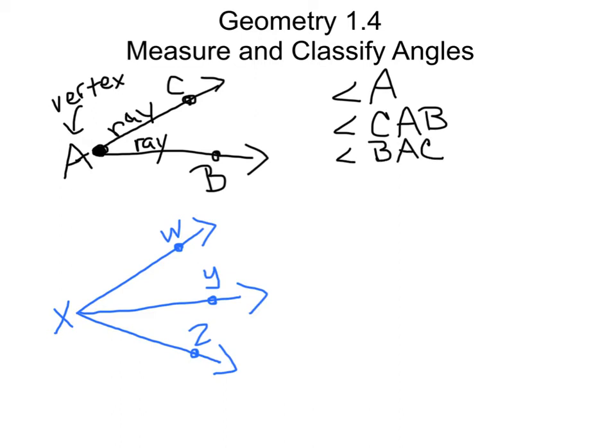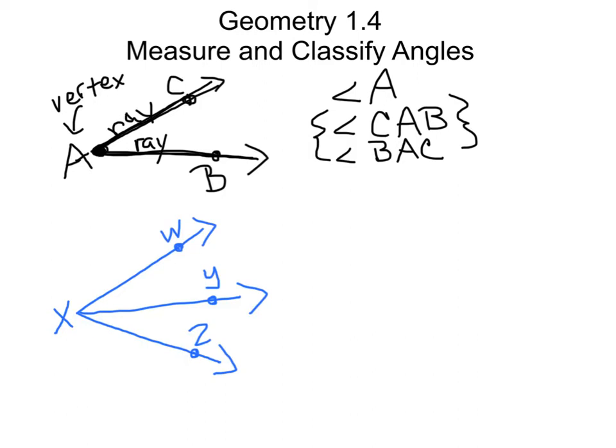BAC. In either one of these cases, these last two cases right here, you'll notice that the vertex angle has to go in the middle. So we can start at C and go to CAB, or we can start at B and go BAC. Either way is totally fine. You just have to make sure that your vertex angle is in the middle.